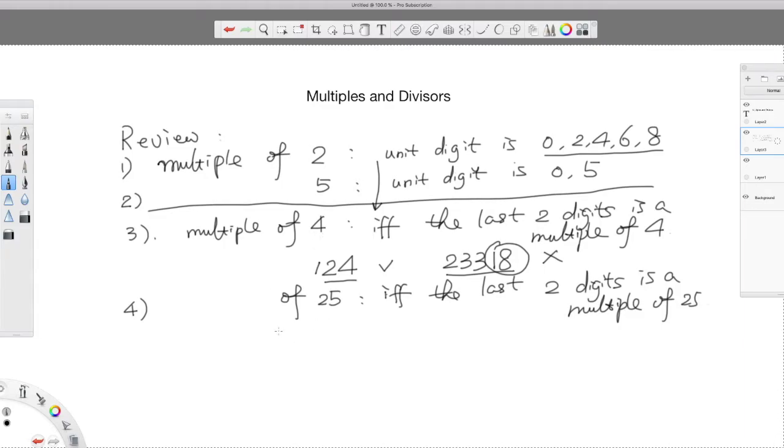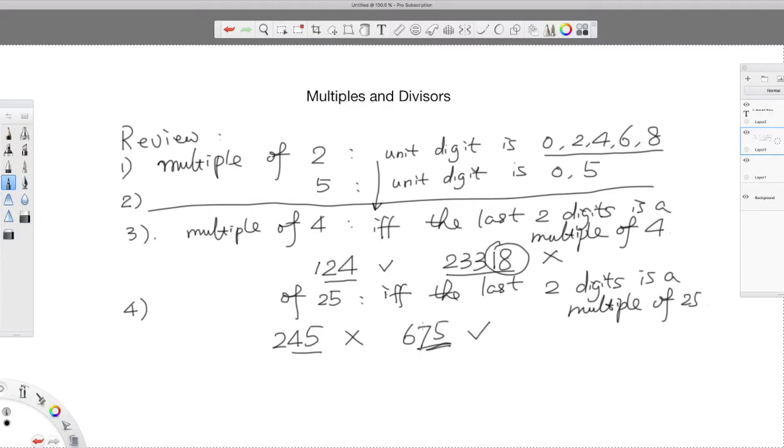So for example, is 245 a multiple of 25? No, because 45 is not a multiple of 25. Is 675 a multiple of 25? Yes, because 75 is a multiple of 25.